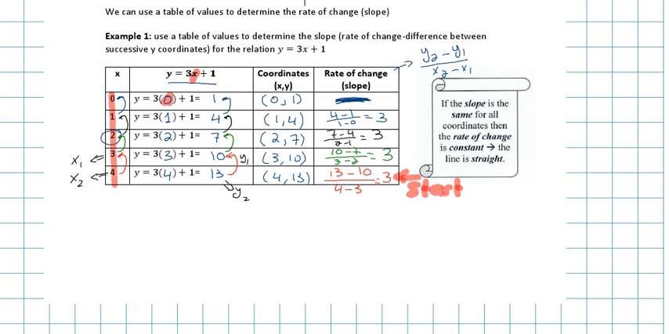So what we have noticed is that the slope is the same for all the coordinates. If you look right here, the slope is the same. It's constant. And this is what you should get for a straight line. If it's not a straight line, then you will not get a constant slope. So the slope is the same for all coordinates, then we can say that the rate of change is constant, and therefore it's a straight line.